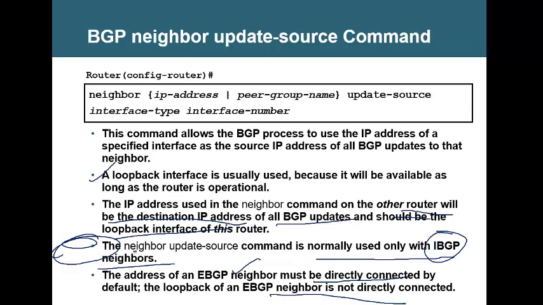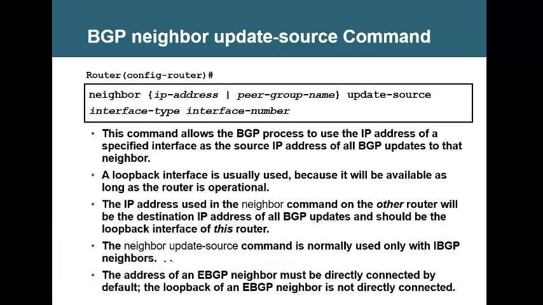But if you are using loopback to loopback in an eBGP scenario, then also there is a lot of tuning that needs to be done, but it is possible. It's not that it's not possible. It is possible, but here it says generally, normally we don't use loopback to loopback peering between eBGP. So this command may not be needed for you if you are doing eBGP, but it is needed for iBGP.